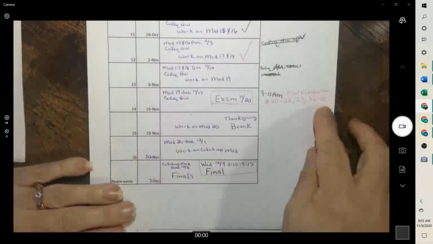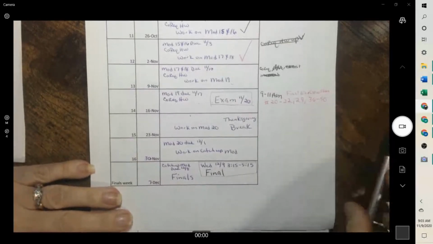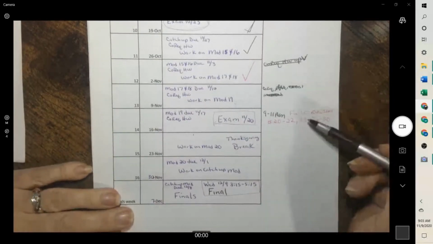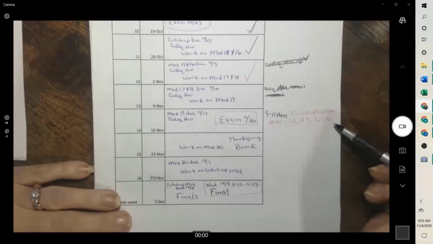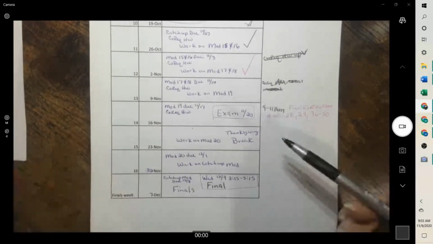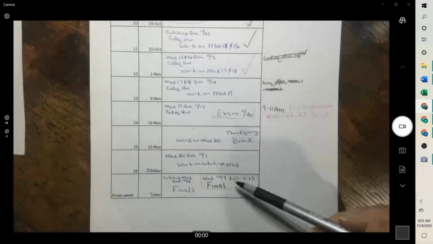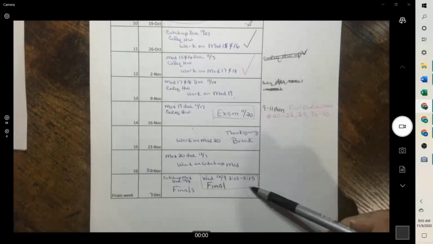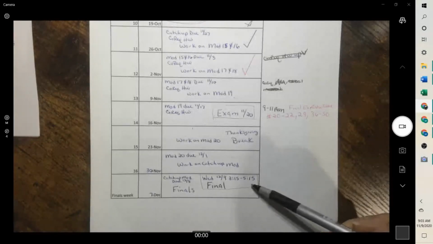Oh, 36. I knew that. Okay. Depending on how much we cover, it might stop at 46, but we'll see. And then the final is during finals week. It is on campus from 3:15 to 5:15.